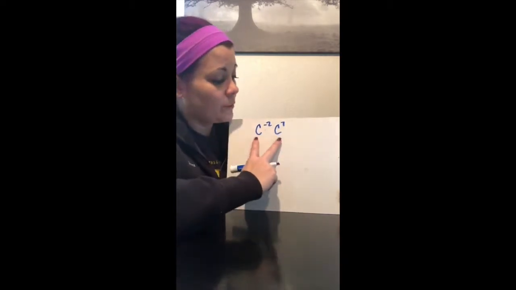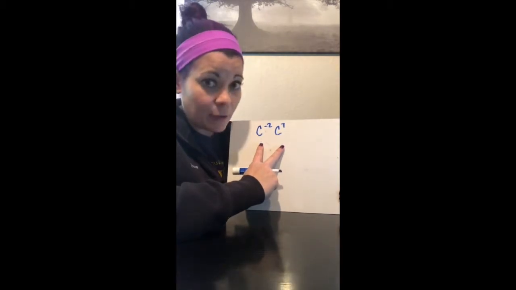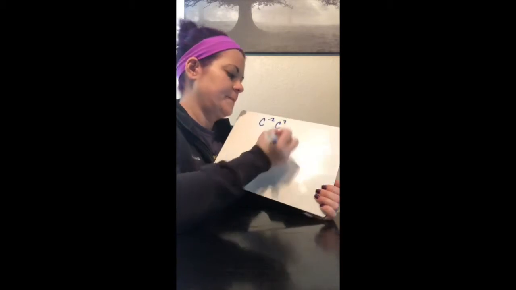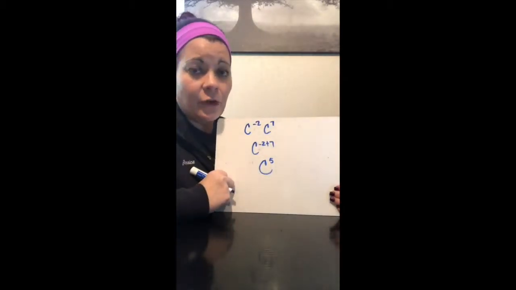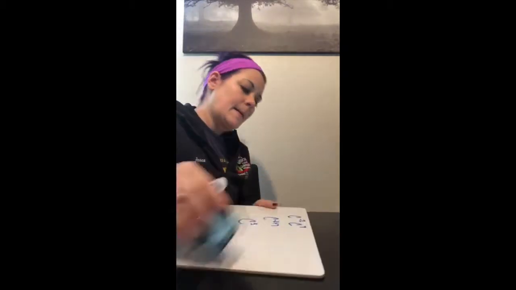So the rule for multiplication of exponents with the same base is that you add the exponents. So you say negative 2 plus 7, and that becomes c to the 5th when you simplify it. Okay, so you add the exponents when you're multiplying exponents with the same base.